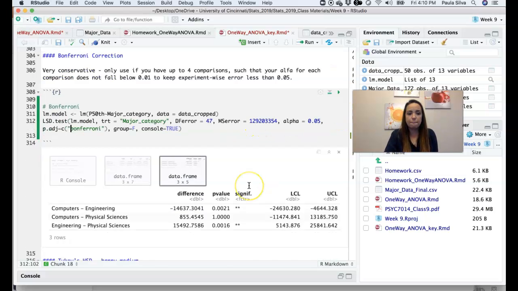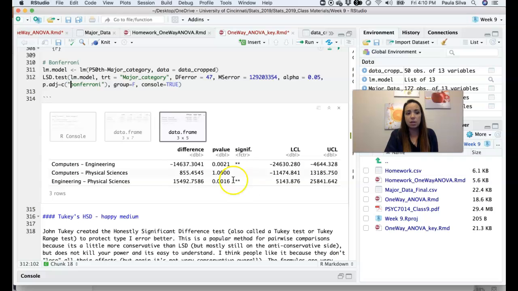So if we run here, even with the correction, we still have computers and engineering different, engineering and physical science different, and computers and physical science not different. So the differences between engineering and computer science and physical science and engineering is large enough and reliable enough that even after corrections, it's still significant. If you do too many corrections, what may end up happening is that you start increasing the p so much that it then crosses the boundary and is no longer significant.